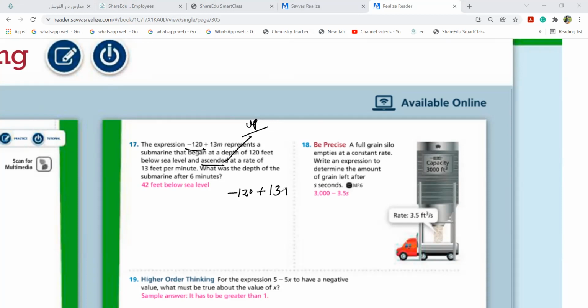They say after 6 minutes, which means you have to multiply 13 with 6, because 1 minute is actually 13 feet per minute. But how many minutes are they asking you? 6 minutes. They are not asking you m minutes. So you will first multiply 13 and 6. You get minus 120 plus 78. How much is it?